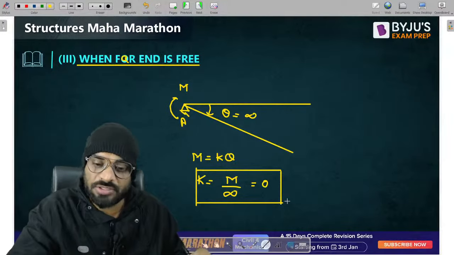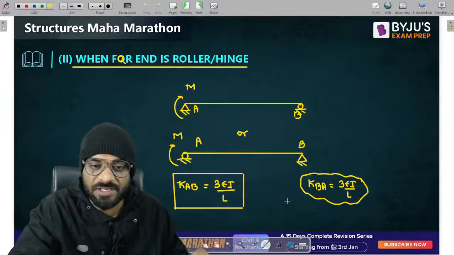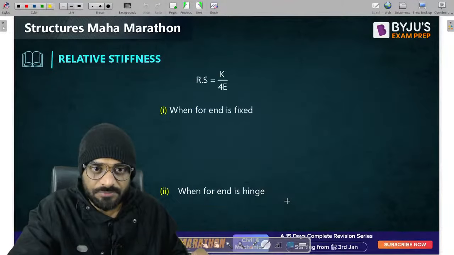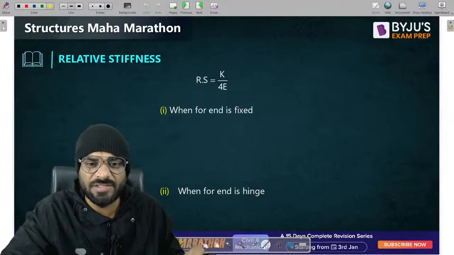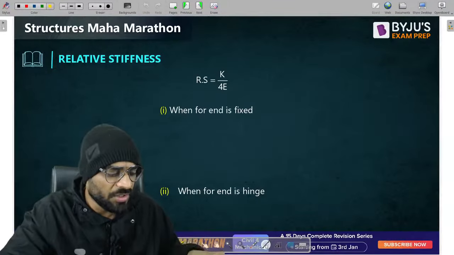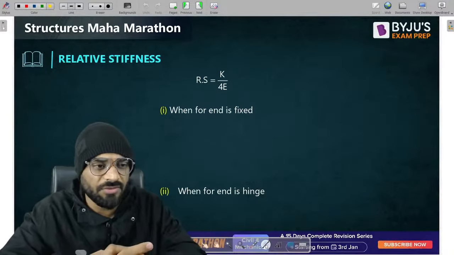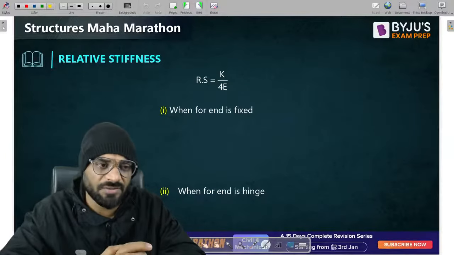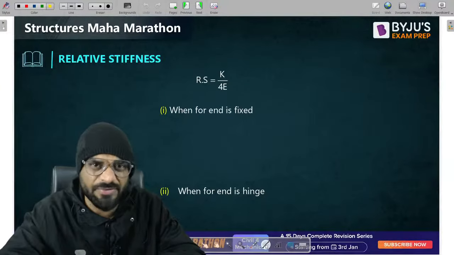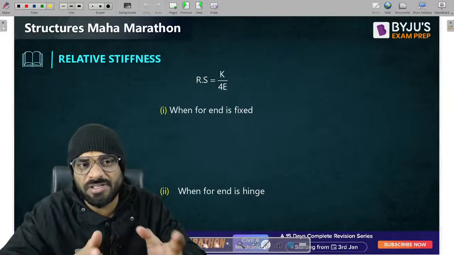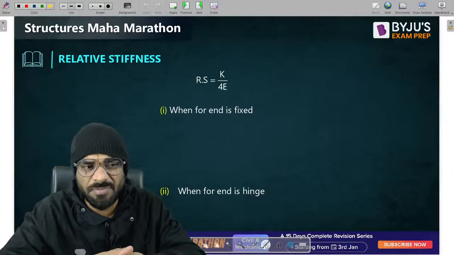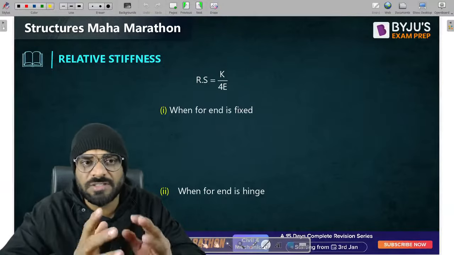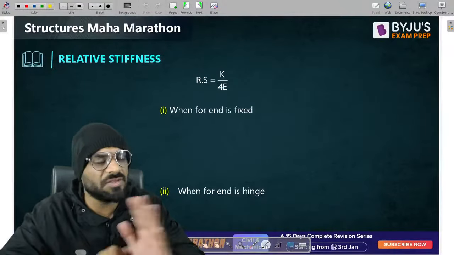Okay, did you remember? Please remember these three conditions, very, very important. Now there is one more term which is relative stiffness. This relative stiffness is useful in a structure where we are using the same material. If you have the same material, then in that case you can use the relative stiffness in place of the rotational stiffness term. But guys, the purpose of the relative stiffness and the rotational stiffness will remain the same.